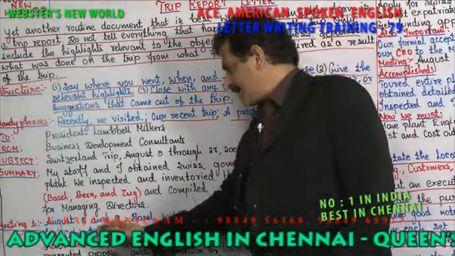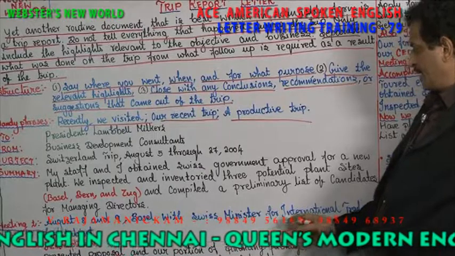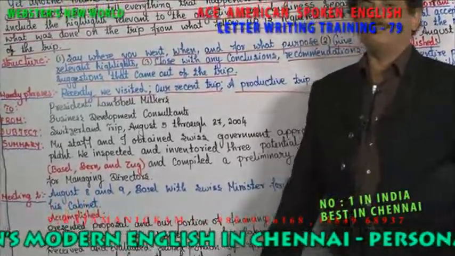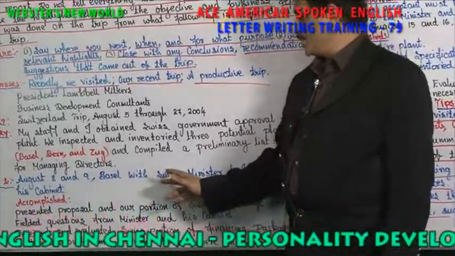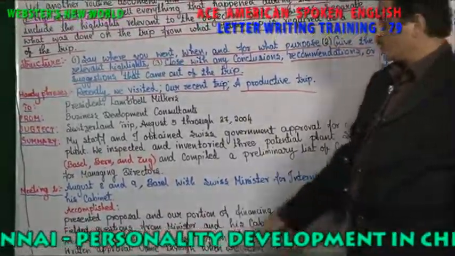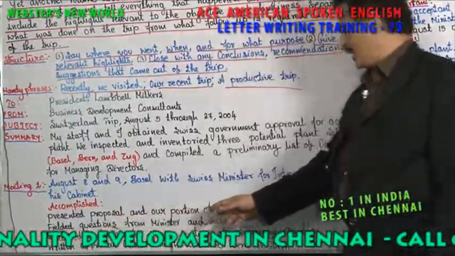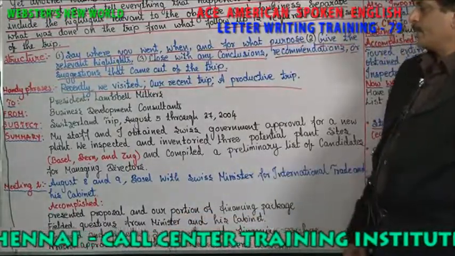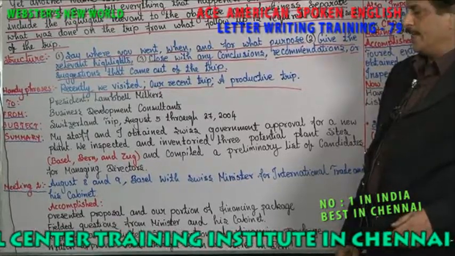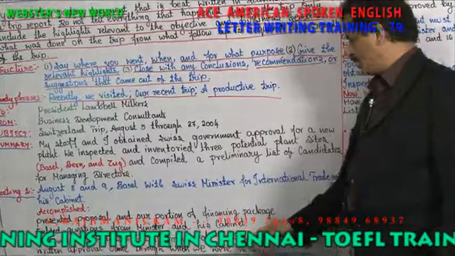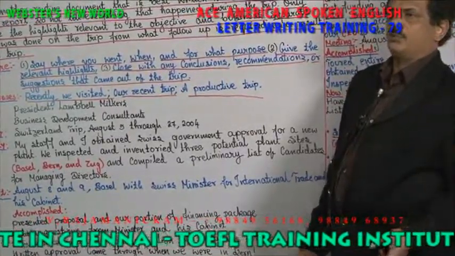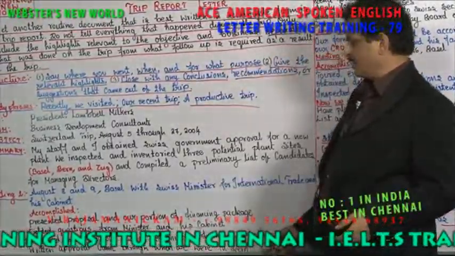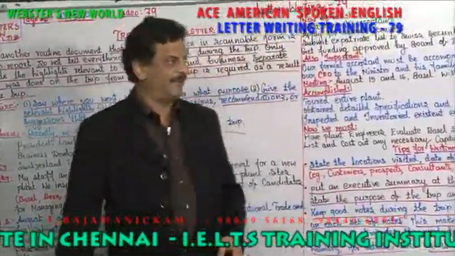So here, on August 8 and 9, we met with the Swiss Minister for International Trade and his cabinet. We accomplished a meeting with the Swiss Minister on August 8th and 9th. What we achieved: presented our proposal and our portion of the financing package, and fielded questions from the minister and his cabinet. We received and evaluated the Swiss portion of the financing package. We got the package which we have to pay to the Swiss government. Written approval came through when we were in Bern, so we got the approval to start a factory there.